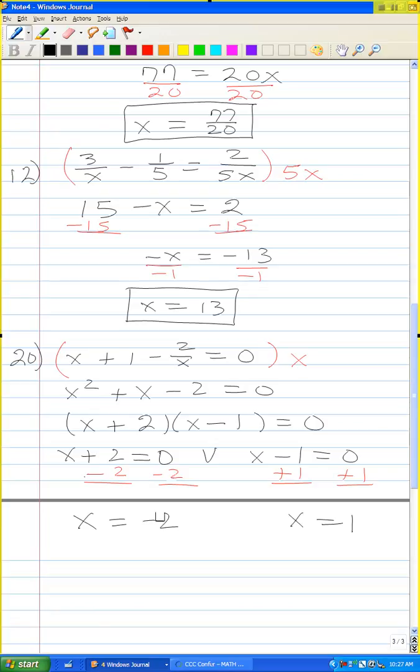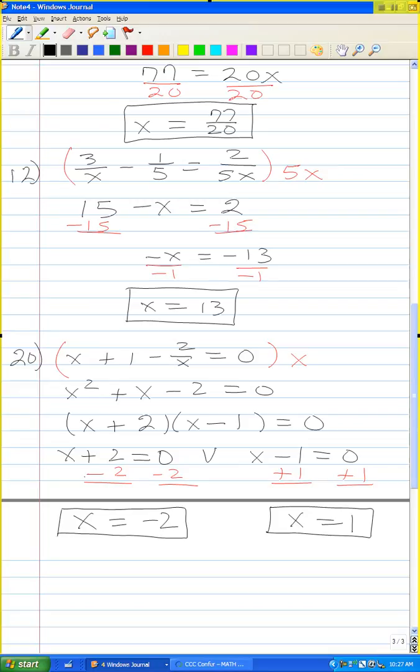When x is negative 2, I don't divide by 0. So this is a solution. When x is 1, I don't divide by 0. So again, that is a solution. So in this case, I have two solutions.